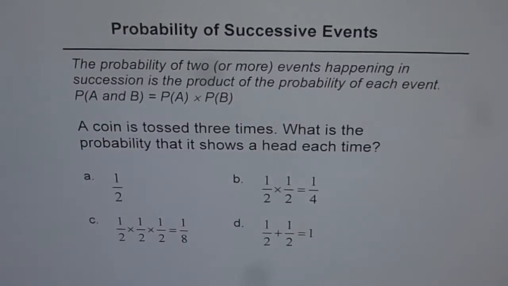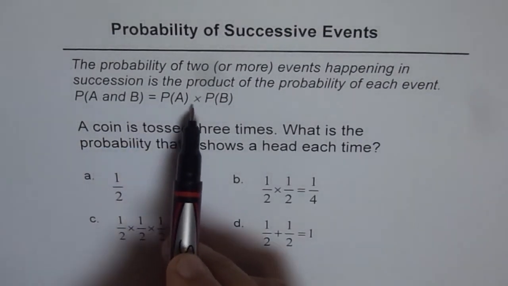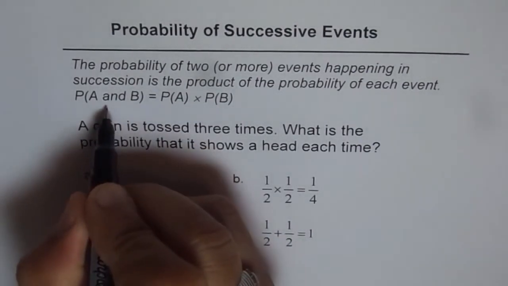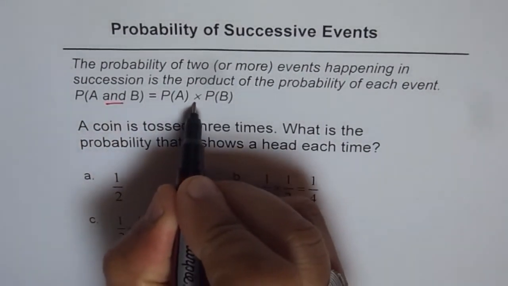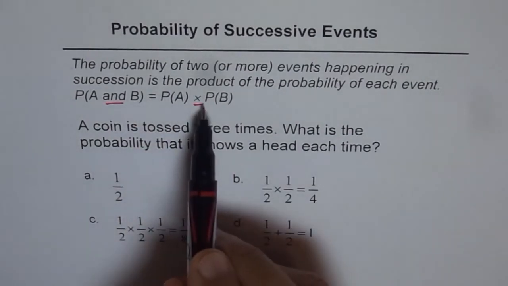Probability of successive events. So here's another example which is based on an event followed by another event. The probability of two or more events happening in succession is the product of the probability of each event. That means probability of A and B equals probability of A times probability of B. So the key words here are both happening together, right? A and B. Then it is a product.